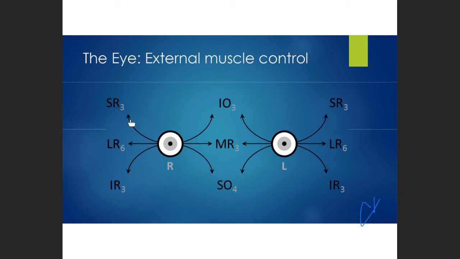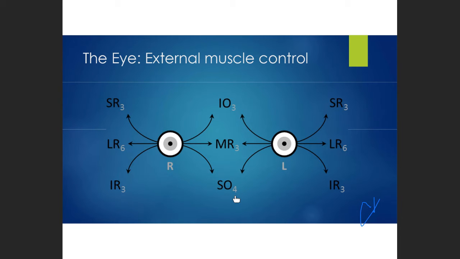Now, the cranial nerves. To remember the cranial nerves, the cool thing about superior oblique is that its tendon passes through the trochlea, and the trochlear nerve is the fourth cranial nerve. If you remember your cranial nerves, trochlear nerve is your fourth.